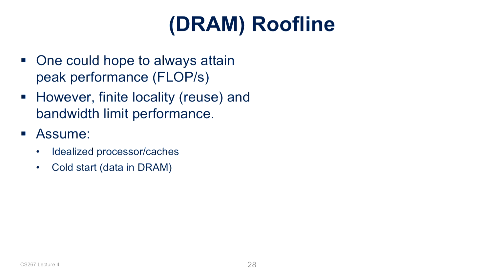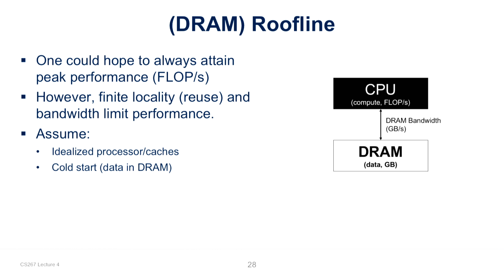Even in well-optimized code, we'll be limited by the bandwidth performance of the processor. So what we're going to do is assume that, in kind of an ideal case for the processor, the data all starts in the DRAM. That means the caches in the processor are cold. A cold cache means we don't have any of the data sitting in there before you start running the computation.